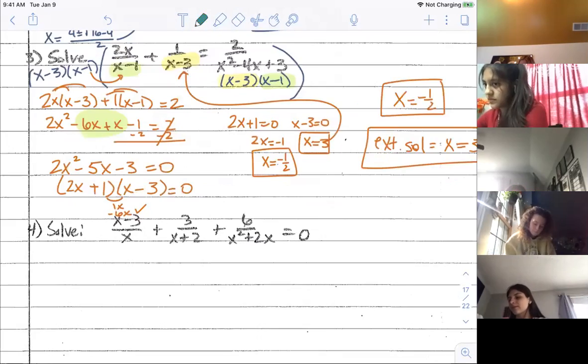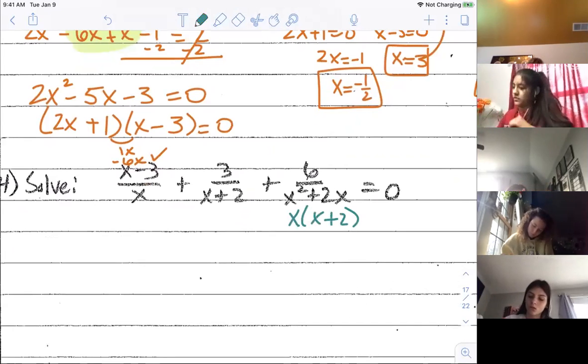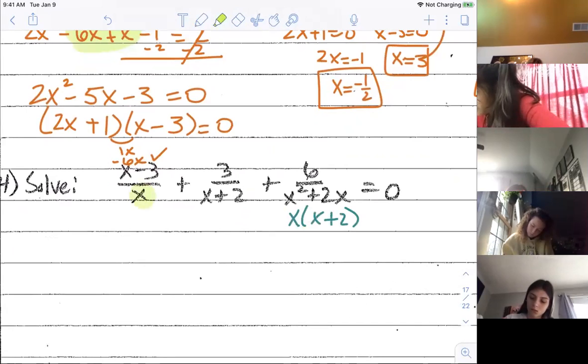Okay. I've got x on the denominator, I've got x plus 2, and then I've got this x squared plus 2x. Ooh, but it factors to be x times x plus 2, which is all I needed. I had an x, and I had an x plus 2. Perfect. Let's multiply everything by x times x plus 2.